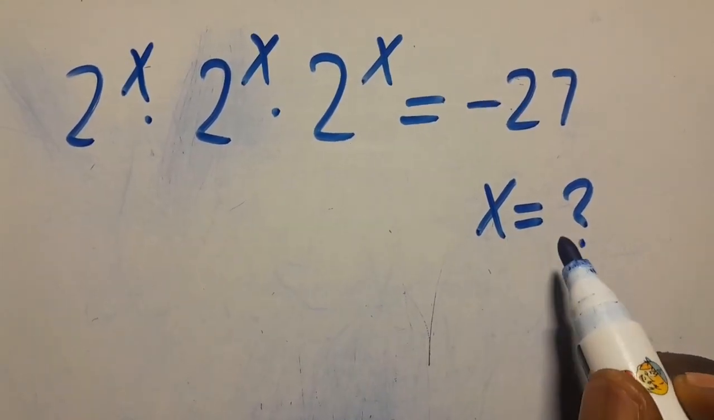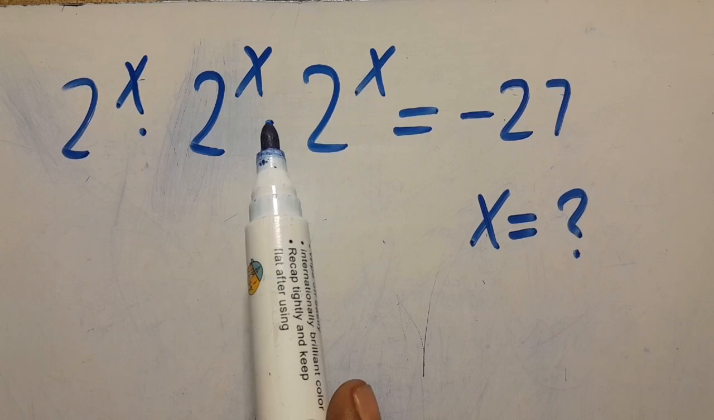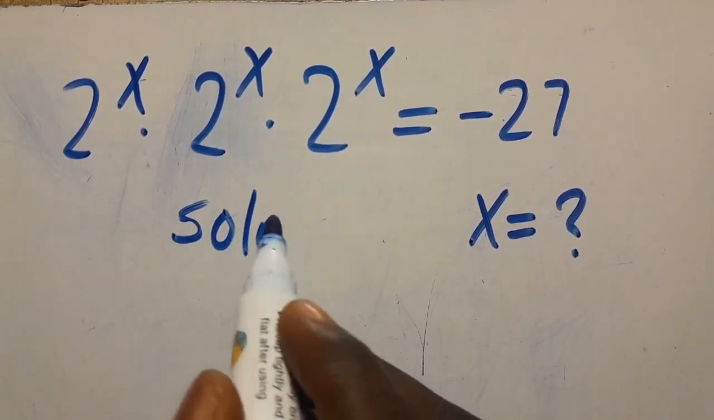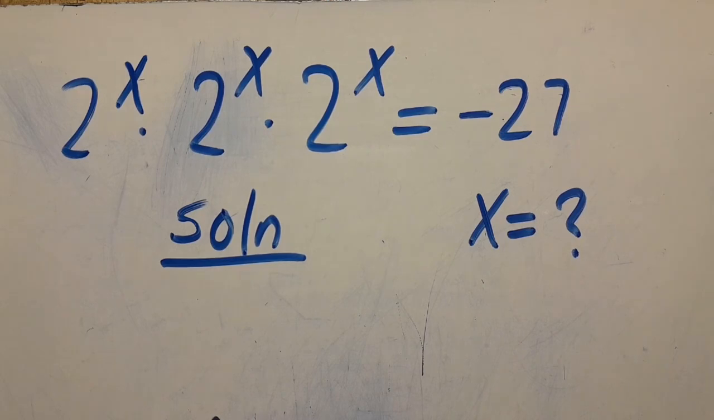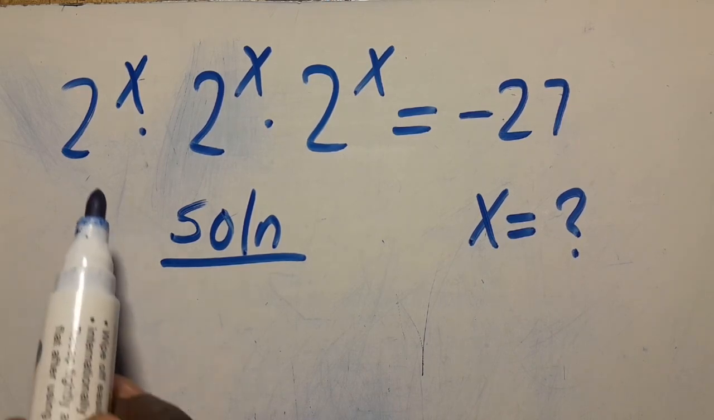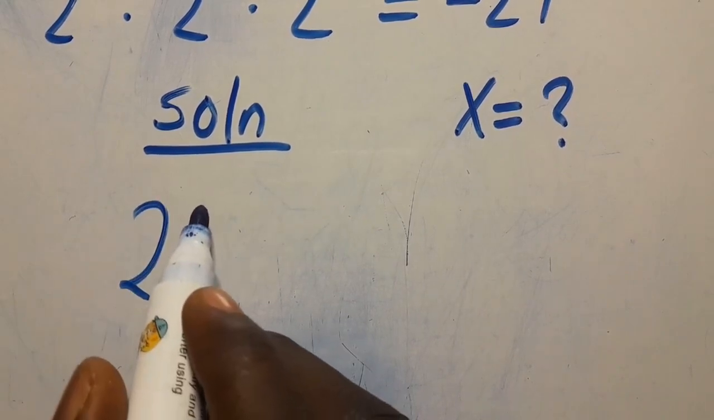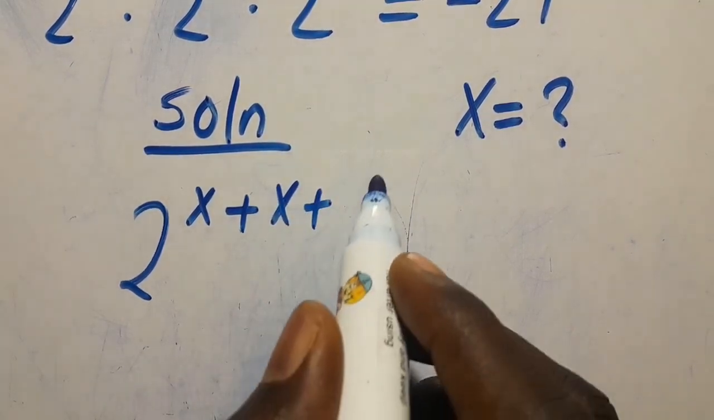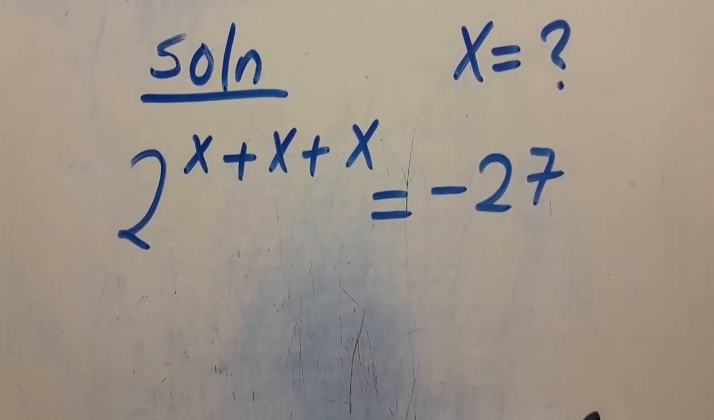Hi, what is the value of x? Given that you have 2 to the power of x multiplied by 2 to the power of x multiplied by 2 to the power of x equals minus 27. Then let's have the solution. From here, we have the same base 2. We can have this as 2 to the power of x plus x plus x equals minus 27.